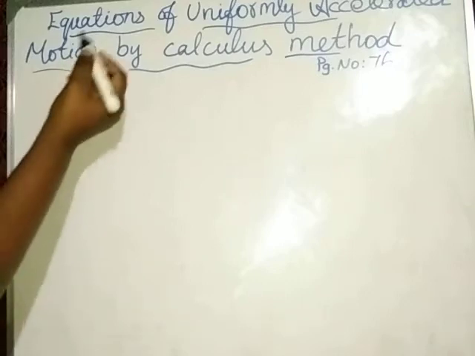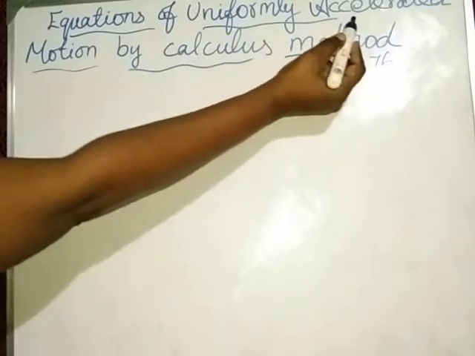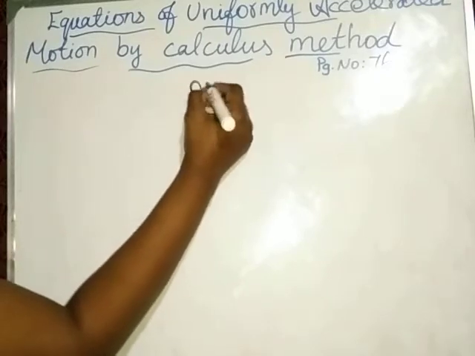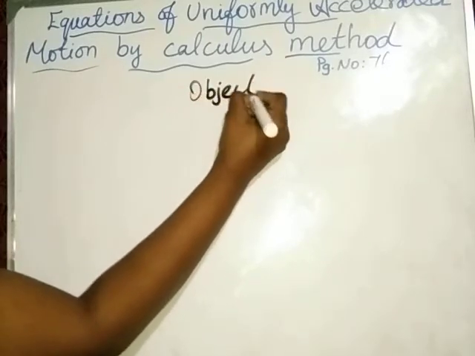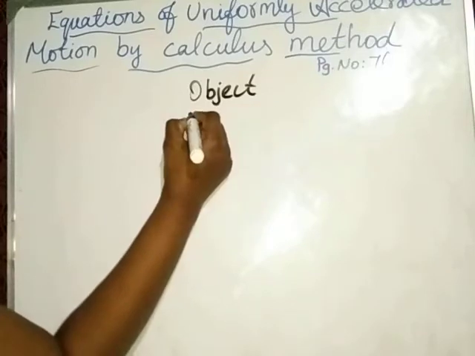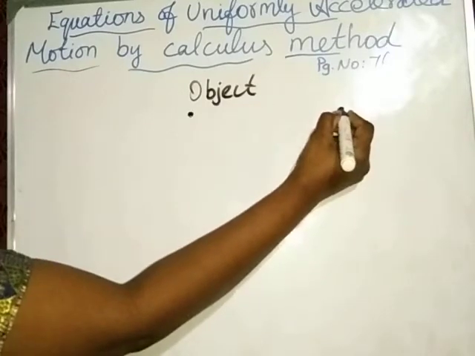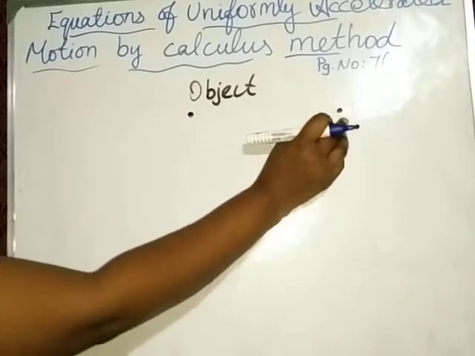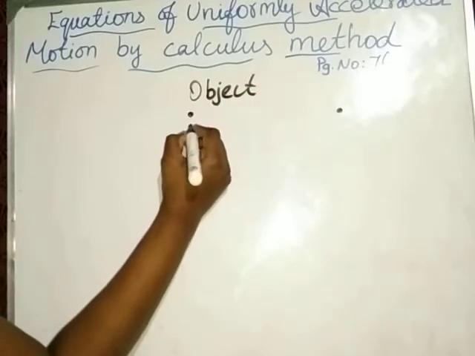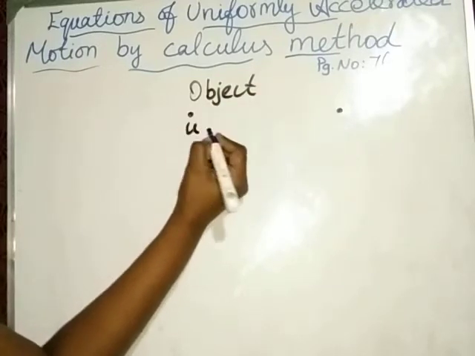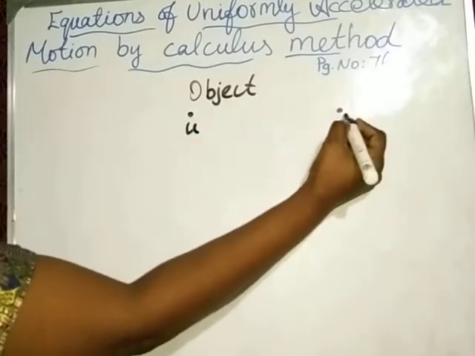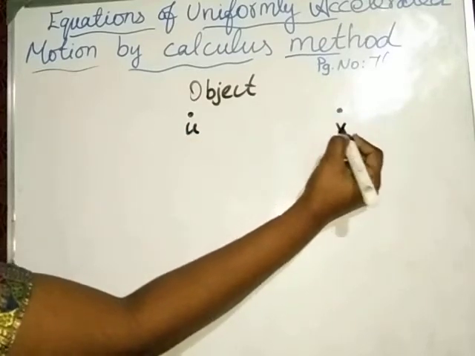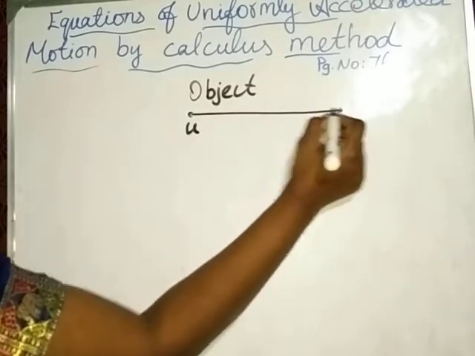In this video, we are going to see about equations of uniformly accelerated motion by calculus method. Consider an object moving in a straight line with uniform acceleration from this point to this point. The velocity at this point is u, the initial velocity. Velocity at this point is v, the final velocity.